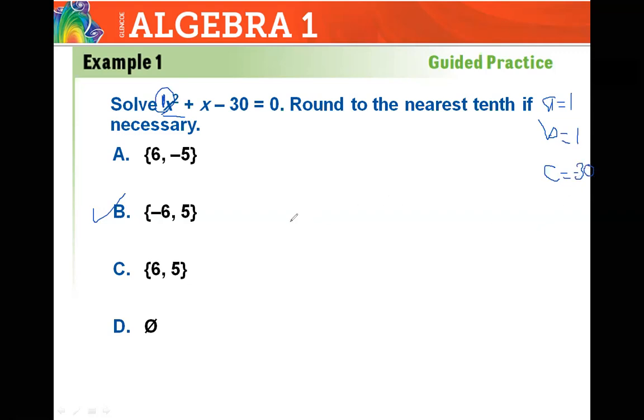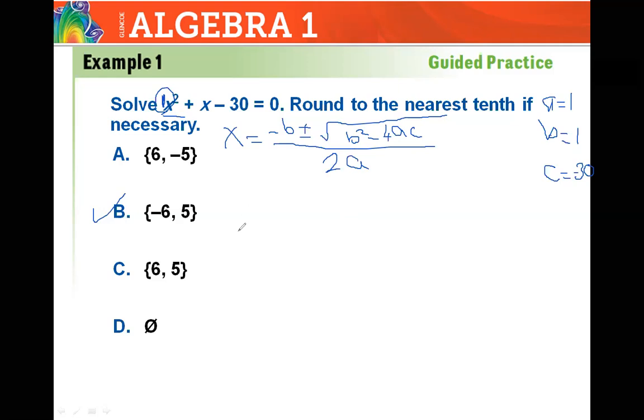After that, we write the rule. The rule says that x equals negative B, positive or negative, square root of B squared minus 4A multiplied by C, over 2A. This rule can solve any quadratic equation.